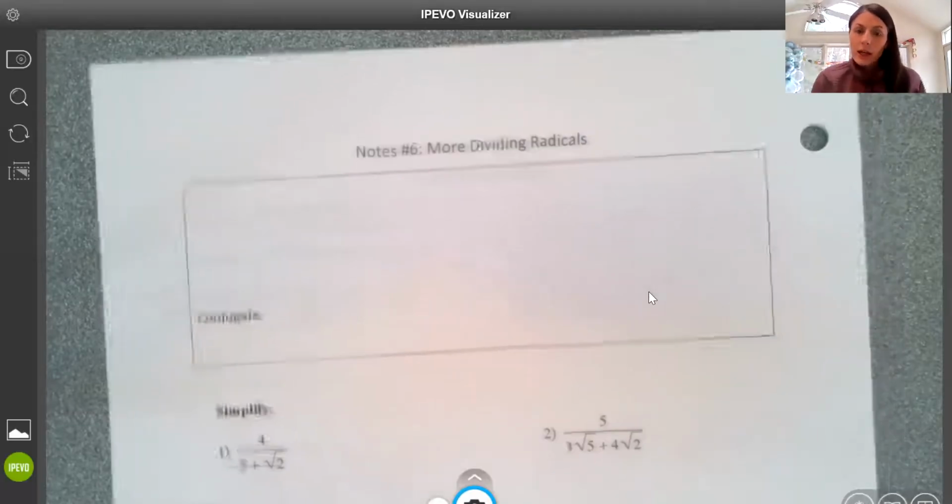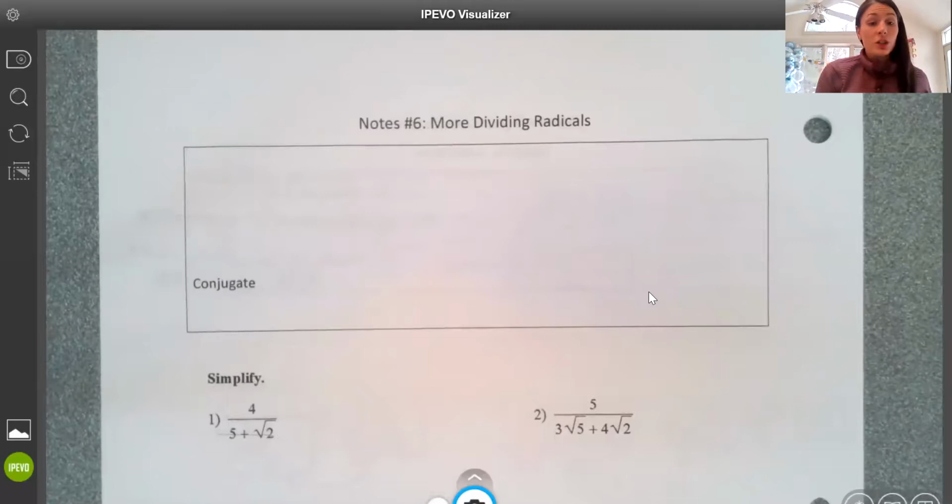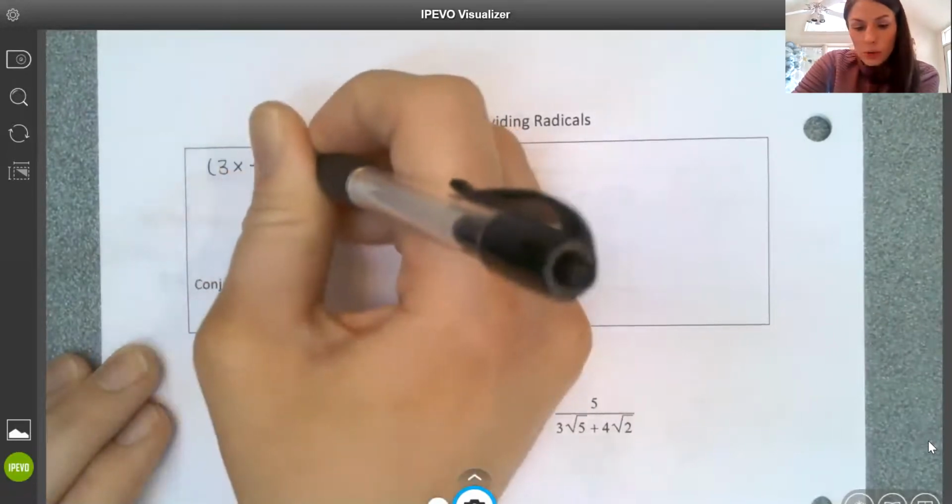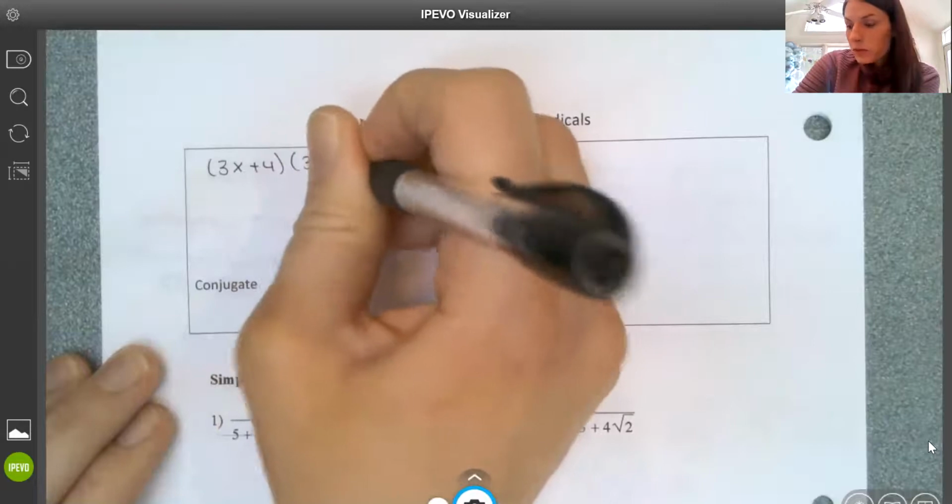Today we're going to expand on rationalizing the denominator, and really today's a little bit of a push beyond basic rationalizing of the denominator. So first I want to do a little warm up, and I'm going to write some problems we've seen in the past.